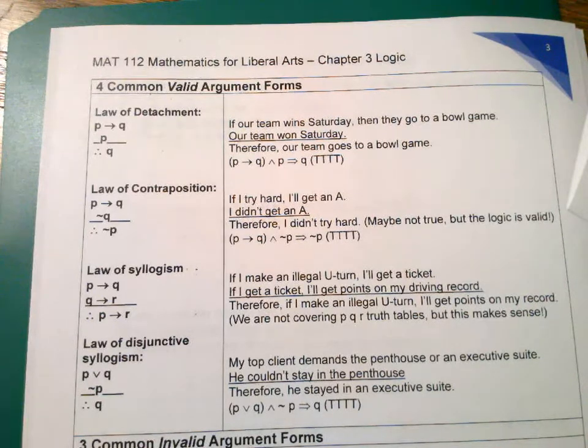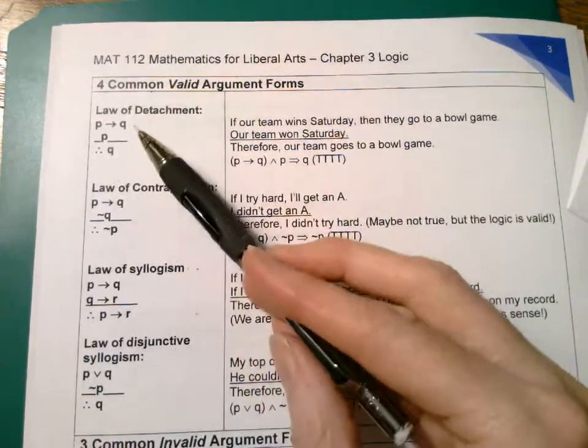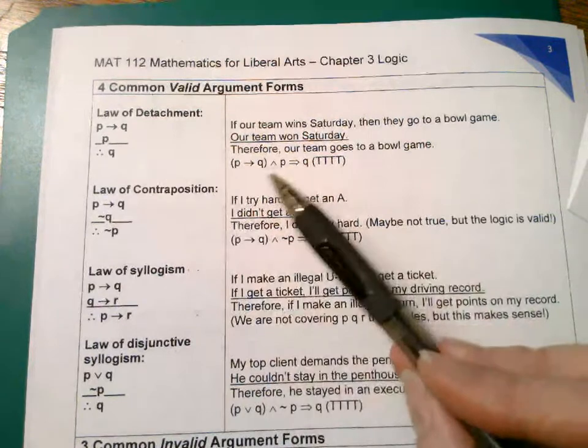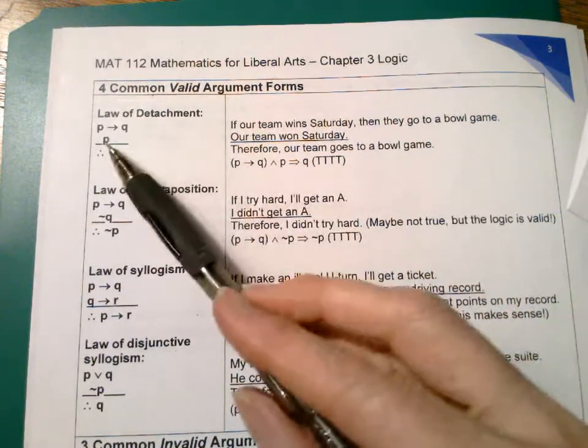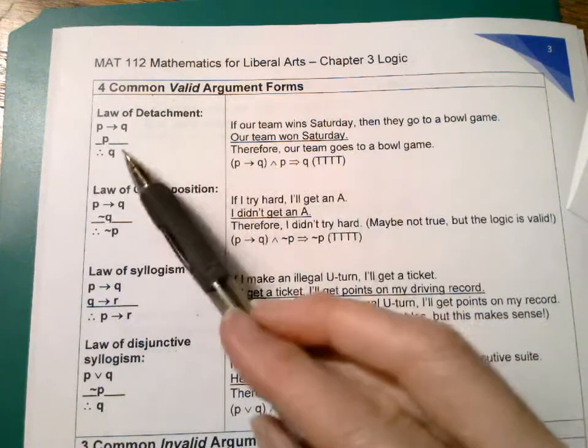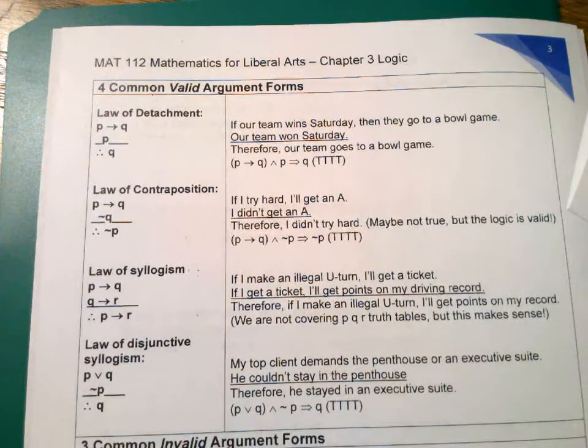So they have different names. There's a law of detachment. An example of that is: if our team wins Saturday, then we go to a bowl game. And what happened was our team won on Saturday, therefore we go to the bowl game. This is the setup from that. You add the P and for what actually happened, and then the conclusion is the Q. And when you do a truth table, in your last column you'll find out that it's a tautology. They're all T's.